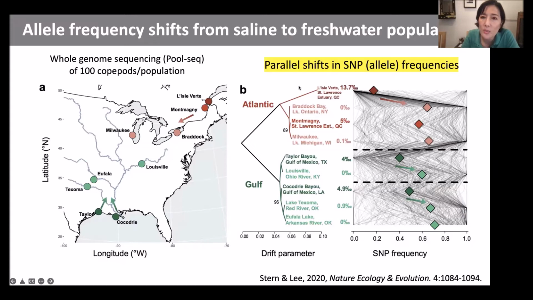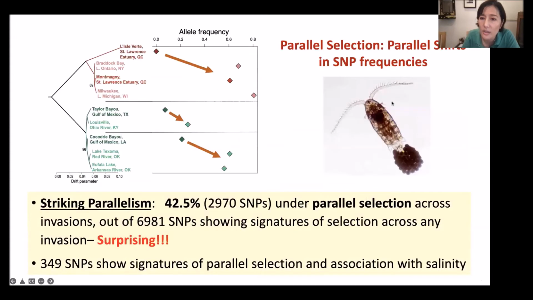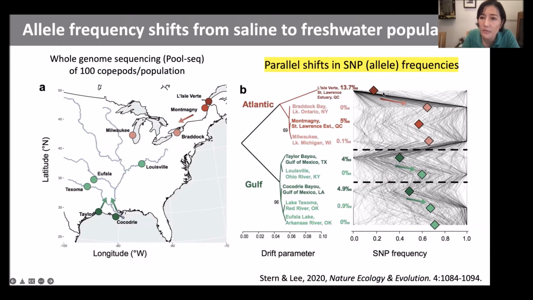And what we saw was parallel shifts in SNP frequencies across these independent invasion events, going from the saltwater populations shown here in dark color to the freshwater populations shown in lighter color. And the gray lines are individual SNP frequency shifts, and the diamonds are the mean SNP frequency for that particular population. And you can see these SNP frequencies going from salt to fresh in the Atlantic clade and in the Gulf clade in the same direction.